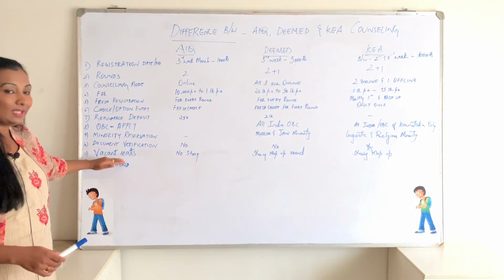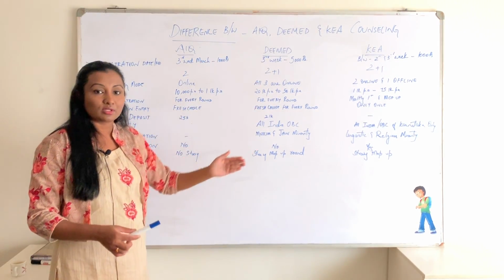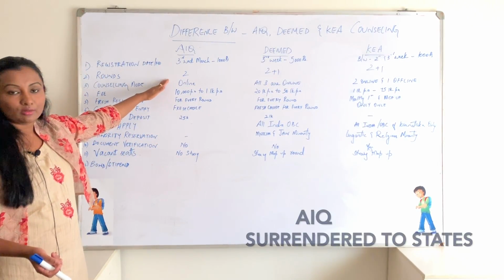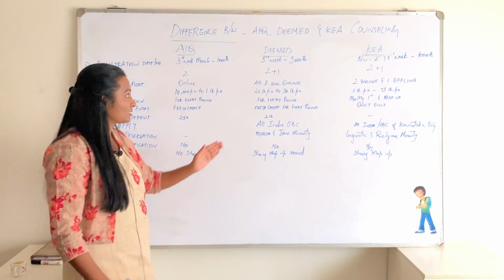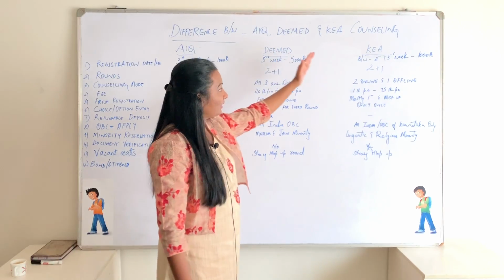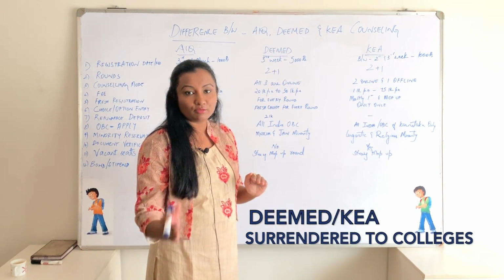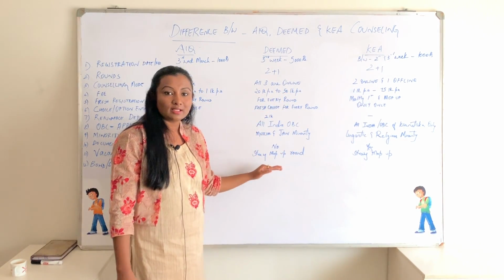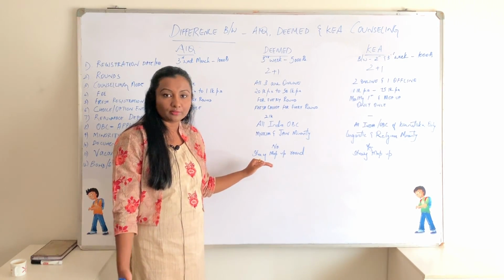Now what happens to the vacant seats? As we know, AIQ has 2 rounds, deemed has 3 rounds, KEA has 3 rounds. There are a lot of vacancies that are going to come after these rounds. So what happens to them? In AIQ, after 2 rounds of counselling, all the vacant seats are surrendered back to the state for the state counselling. In deemed and KEA, the vacant seats will be surrendered back to the respective colleges for the final mop-up, or it's popularly called the stray round mop-up or stray mop-up round.